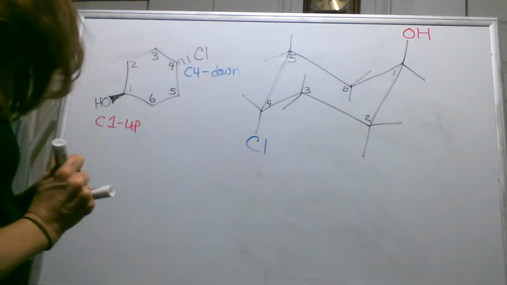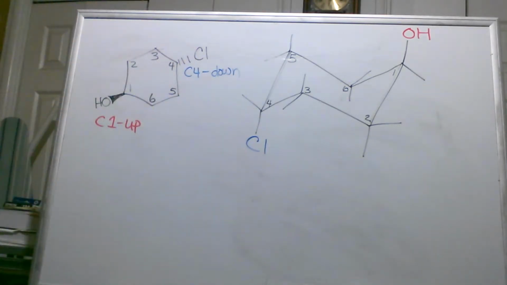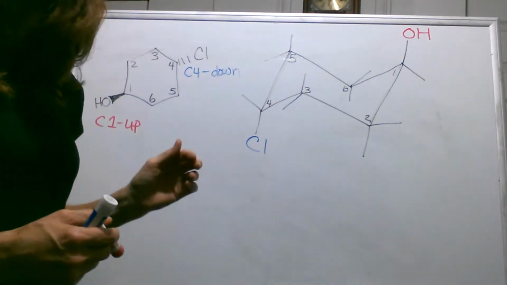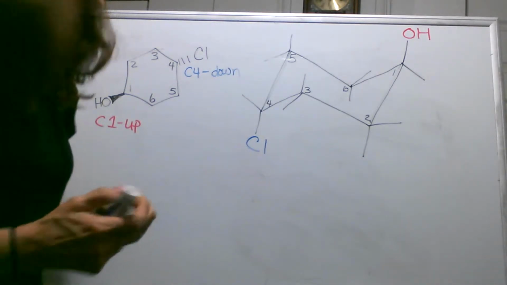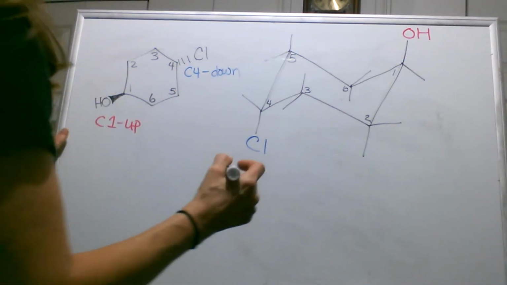So you can see that even though we had one up, one down in the original perspective drawing, we still have one up, one down. It just so happens that they both end up on axial positions. The next thing we need to do is draw the ring flip. So we're going to follow the same process.